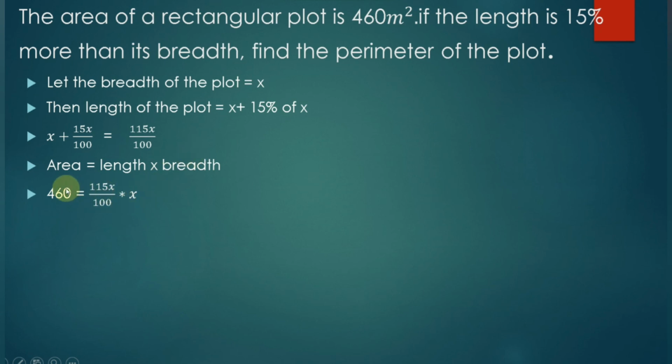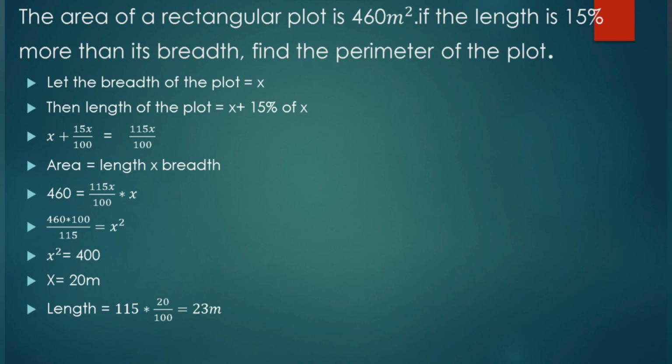Now I can just cross multiply this. 100 is multiplied with 460 and 115 is divided here, and x times x is x square. So from here you can write x square is equal to this much. Now solving this, you will get x square as 400. 400 can be written as 20 into 20, that is 20 square. So x will be your 20 meters. Now 20 meter is the breadth. I need to find out the length. So what I will do, I will just multiply here 115, because length was given 115x upon 100. So in place of x I am writing 20, and solving this I will get 23 meters. So this is the length.